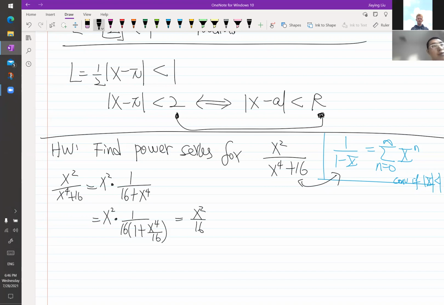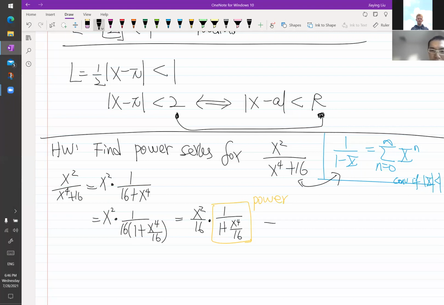I don't need this part for now. I'm going to only focus on 1 over 1 plus x to the 4th over 16. That's the part I'm going to use. So we're going to find the power series for this part first, because that's like 1 over 1 minus x. Pretty close, right? In that form. So we find the power series for this, and then we multiply with the terms in front of it.